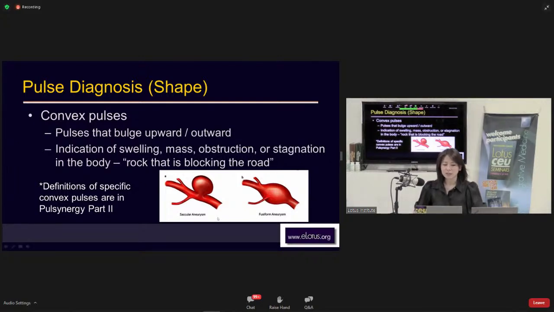Look at this. Look at how the vessel can bulge like this. So if it's bulging in an aneurysm like this somewhere in your body, it's also reflecting in your pulse too. That's exactly what it feels like in your pulse.